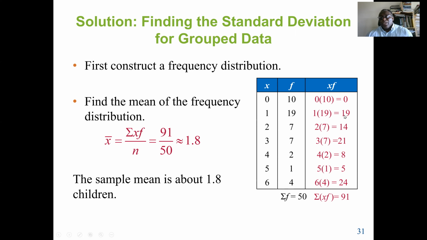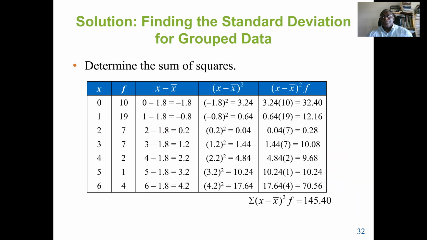0 times 10, 1 times 19, 2 appears 7 times so 2 times 7, 3 times 7, 4 times 2, 5 times 1, 6 times 4. When we multiply everything and add all together, we get 91. And the total frequency is 50. So we get 91 over 50, and that will be our final solution.